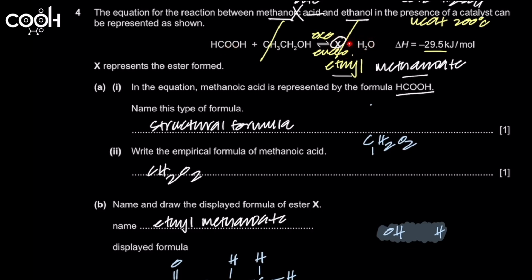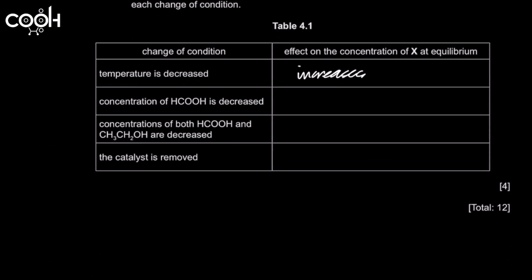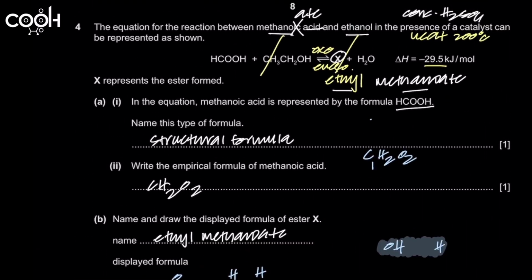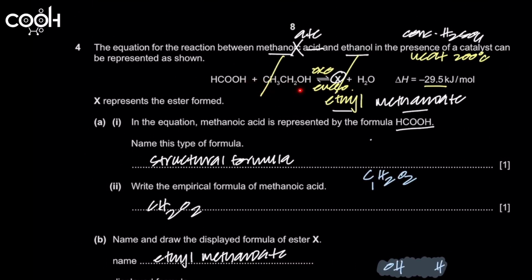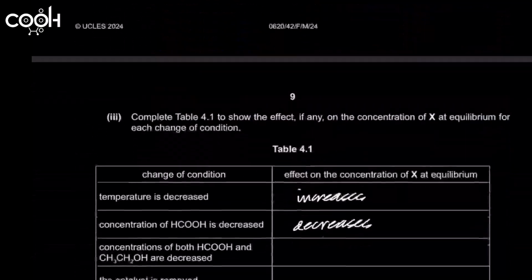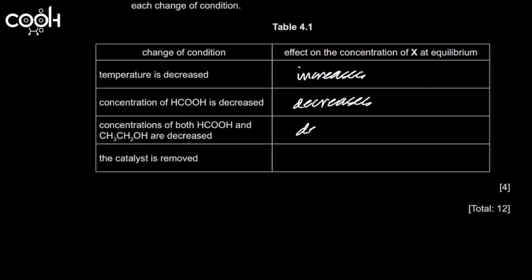So X and H2O are going to be broken down back into these things. So what will happen to the concentration of X? It will obviously decrease. Both the concentration of methanoic acid and alcohol are decreased. Again, if you decrease the concentration of reactants, the system will want to increase the concentration of reactants by making more reactants. And how will you do that? By shifting the equilibrium position to the left. So if the equilibrium position is shifted to the left, obviously these are going to break down again into the reactants, and therefore X should obviously decrease. So it decreases. This principle is called Le Chatelier's principle.